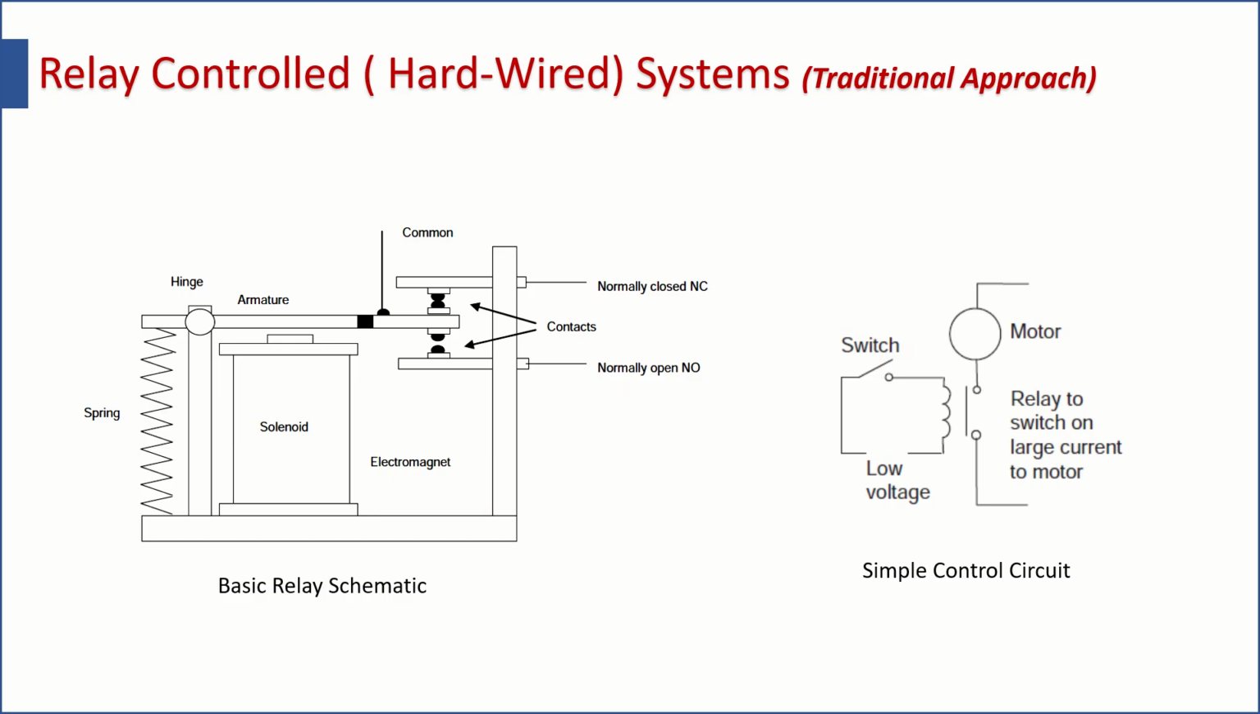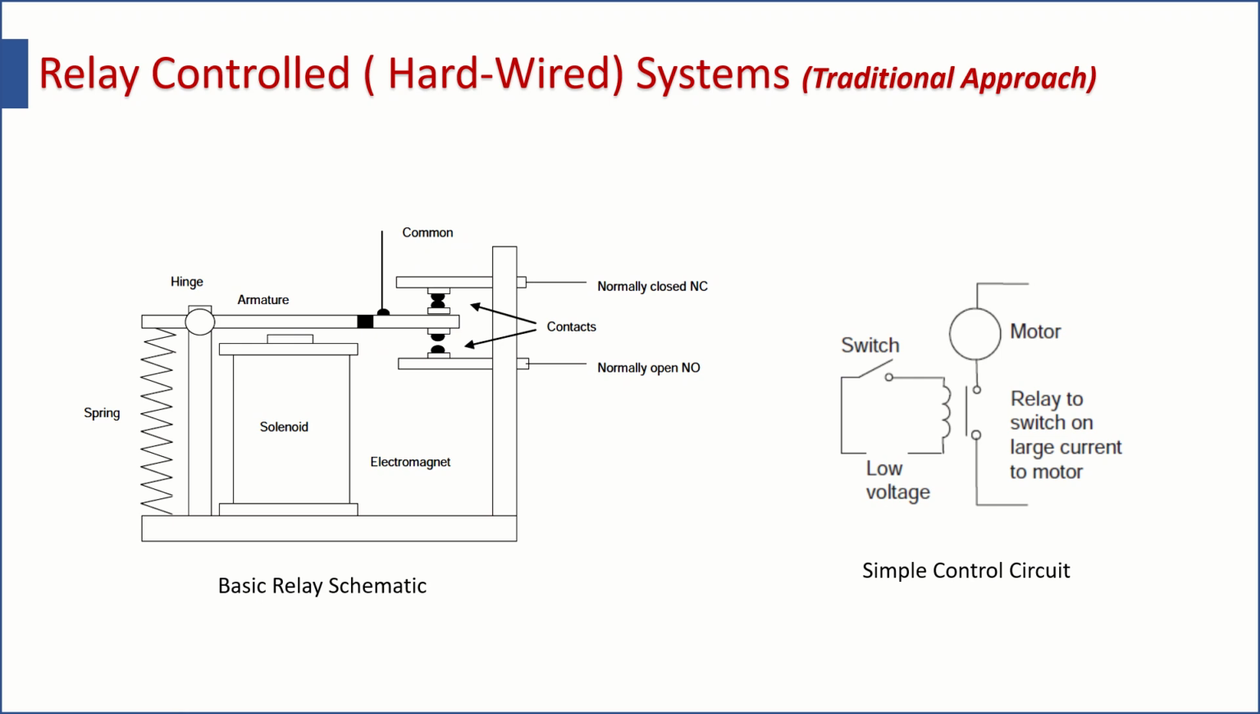Now you can see this is a relay. I am 100% sure that most of you are very much familiar with the structure and operation of a relay. Still I am just giving a basic idea about that. You can see this is a hinge, and through this hinge a contact assembly is pivoted. On one side of that contact assembly there is a spring, and this becomes very simply a class 1 lever.